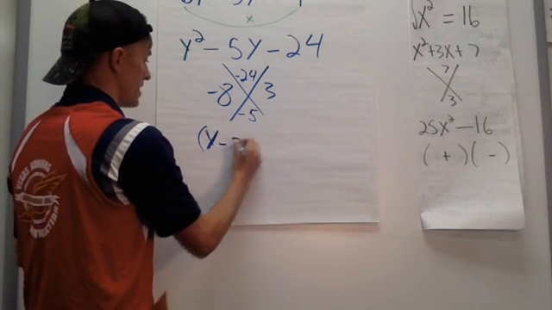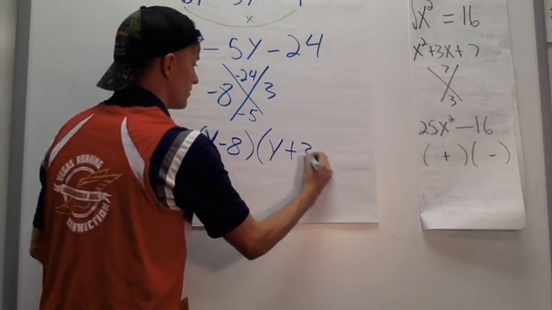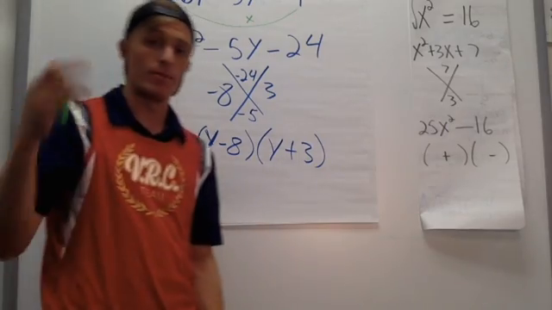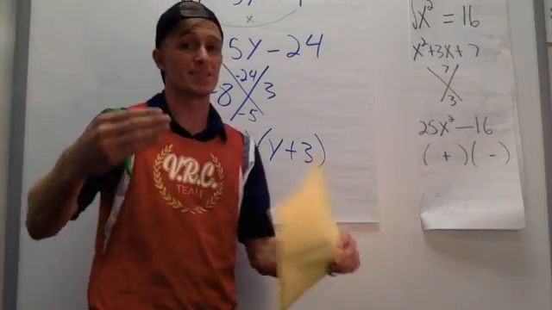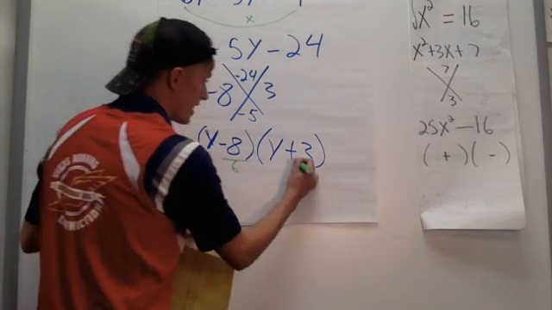Y minus 8 and y plus 3. Those are our factors. But remember, what did we drop? We dropped the 6. So we got to bring the 6 back in. So let's do that right now. Bring the 6 back in.